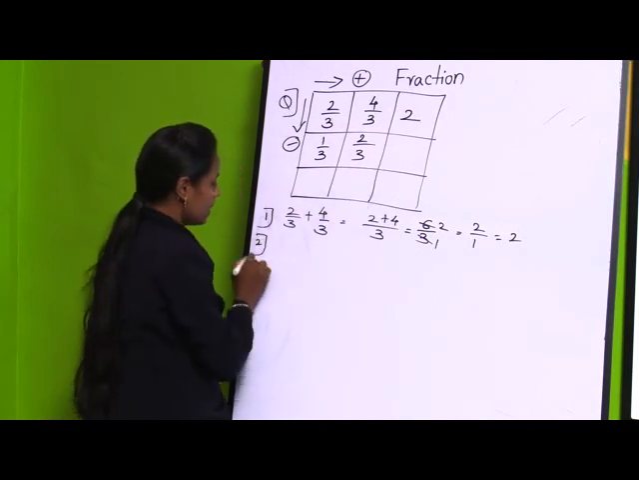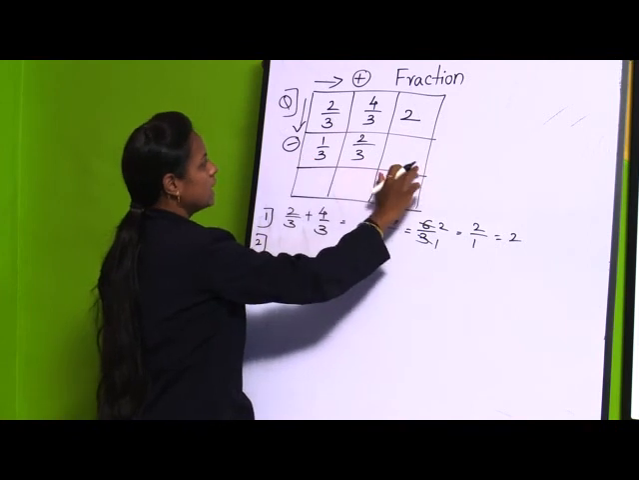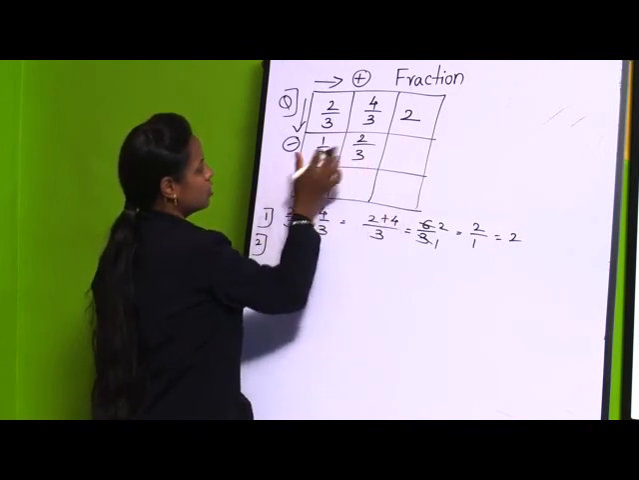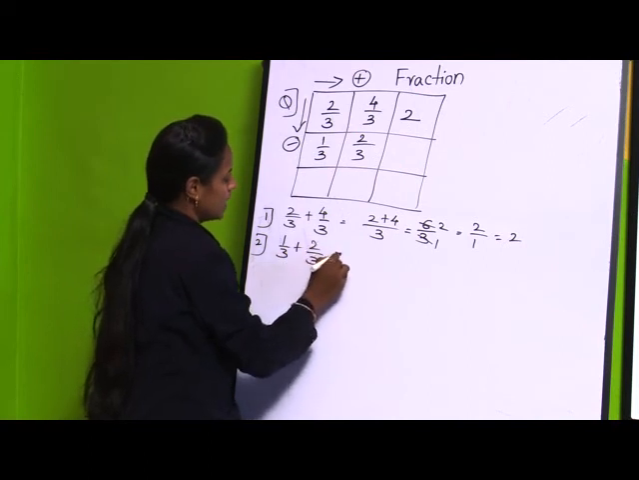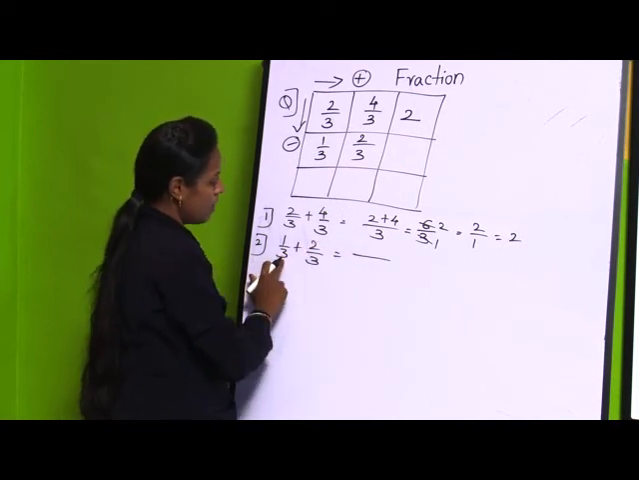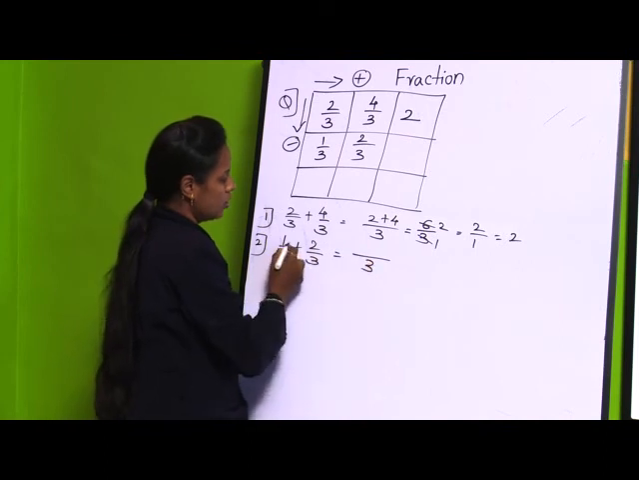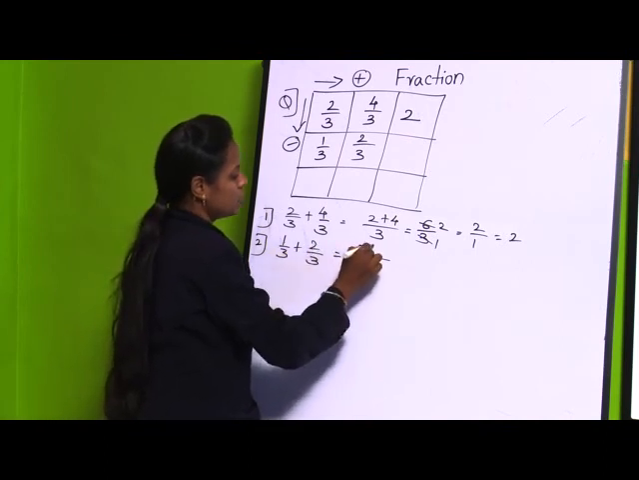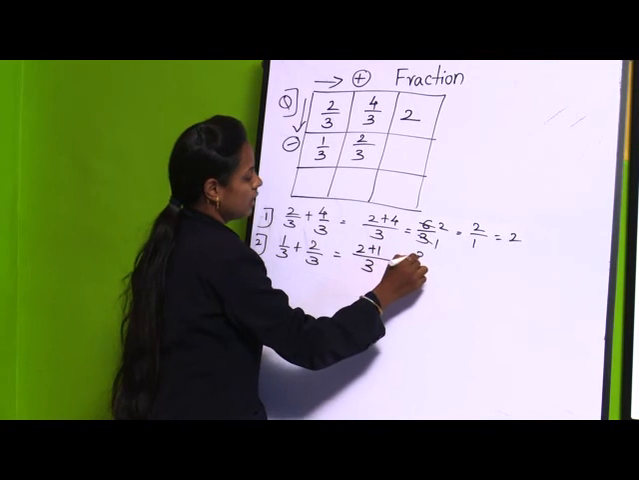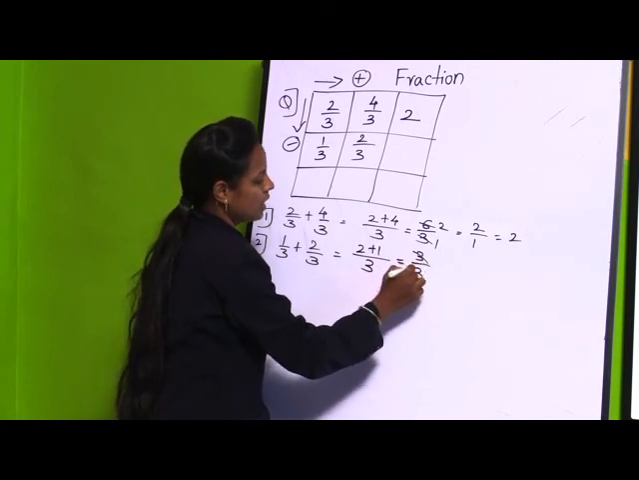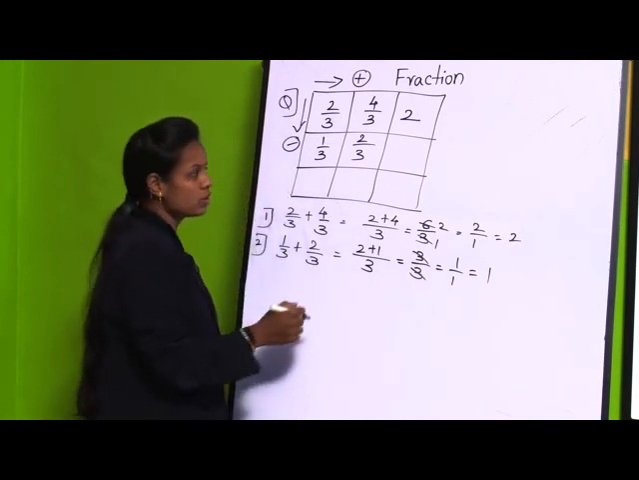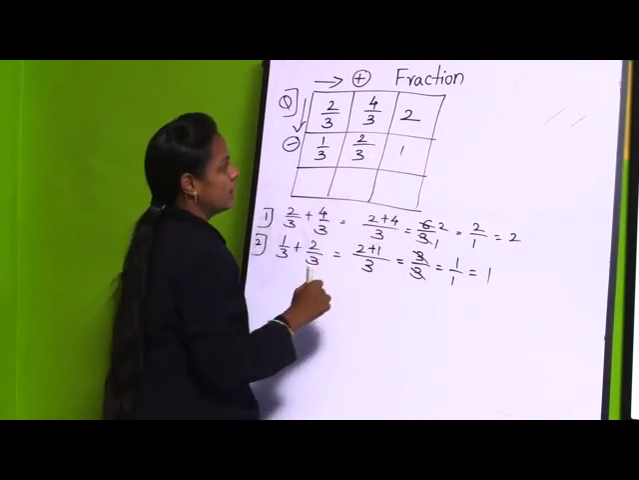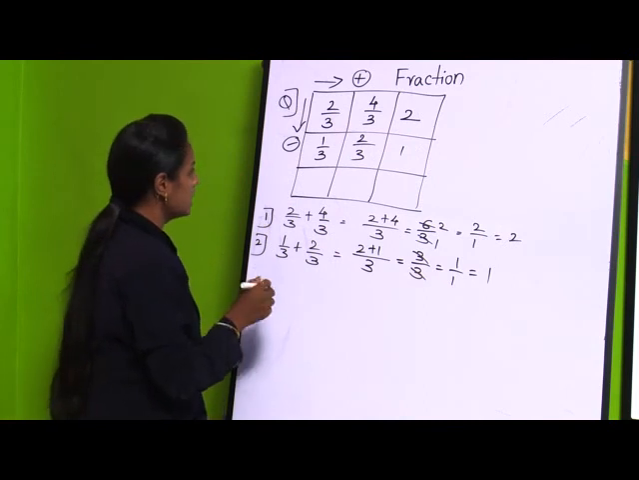Next step, again we will go horizontally, we will do addition of these two fractions. 1 by 3 plus 2 by 3 is equal to, again we have same denominators, so numerators can be added, that is 2 plus 1, 3 upon 3. 3 upon 3 is nothing but 1 upon 1, that is 1. So we have 1 as answer in the box.